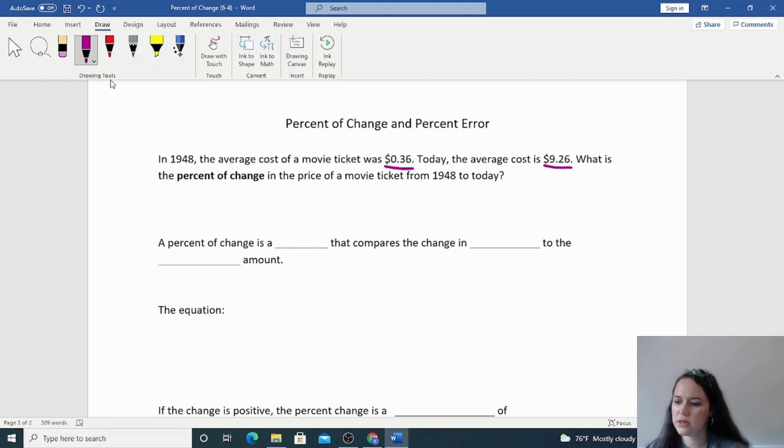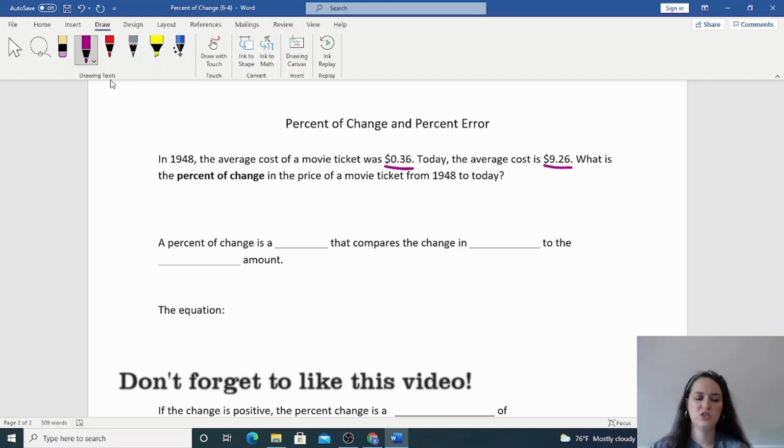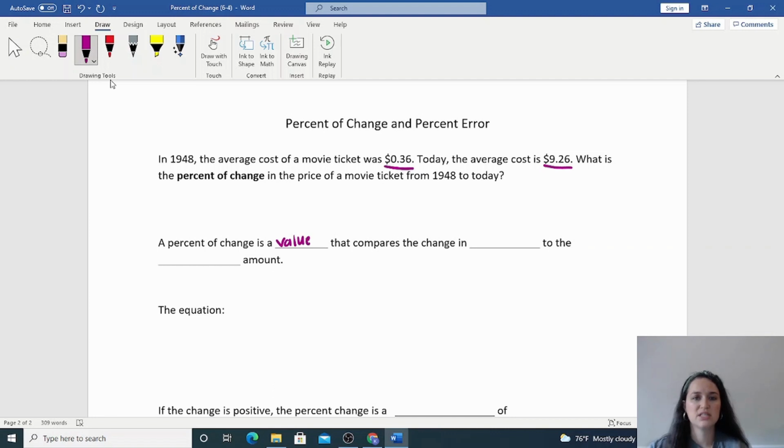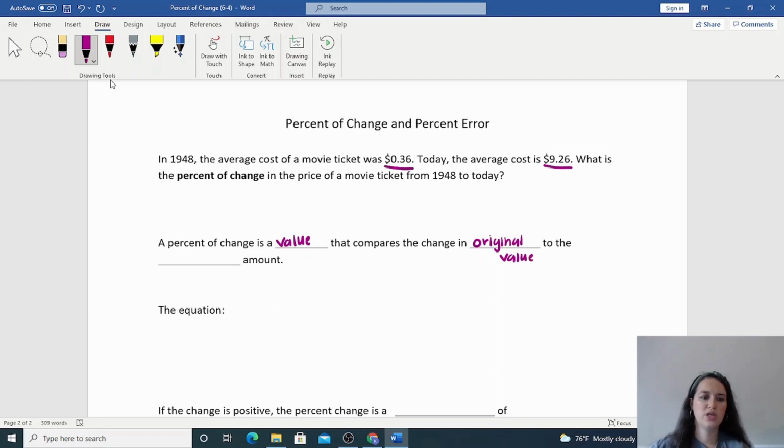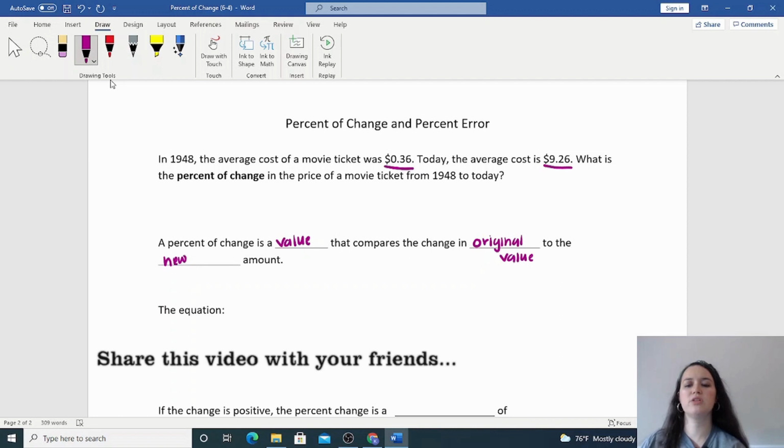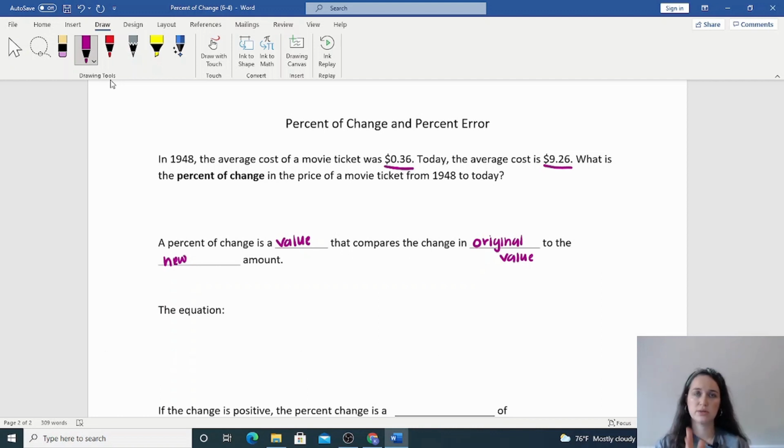So percent of change is a change in a value, an amount, something numerical, something quantitative, that compares the change in the old or the original value to the new or current amount. You may not be looking at a current amount, but whatever the new one is. So you're looking at whatever the original was, you're starting, you're old, and you're looking at the new.